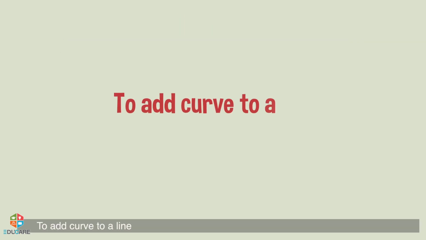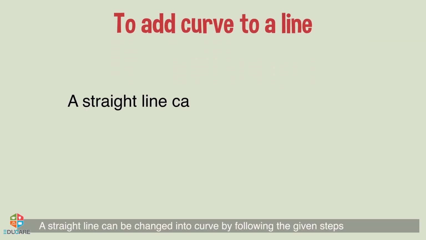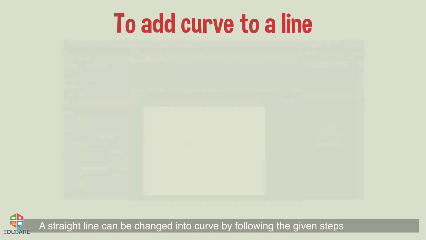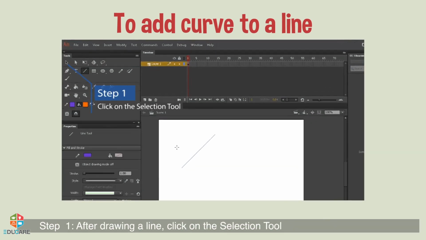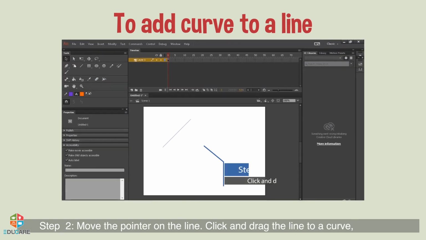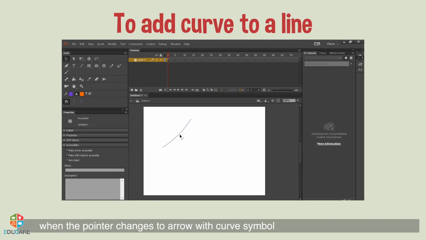To add curve to a line. A straight line can be changed into a curve by following the given steps. Step 1. After drawing a line, click on the Selection tool. Step 2. Move the pointer on the line. Click and drag the line to a curve when the pointer changes to an arrow with a curve symbol.